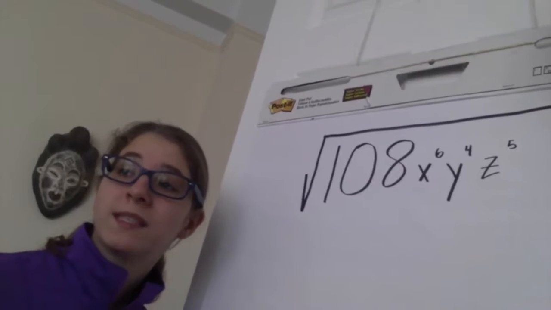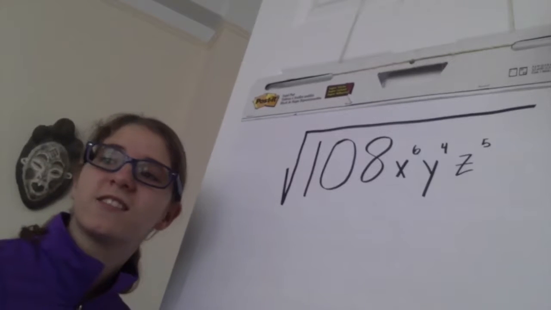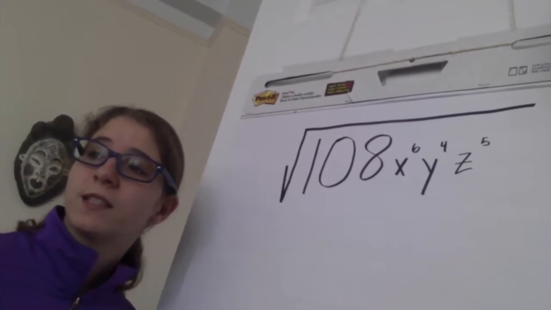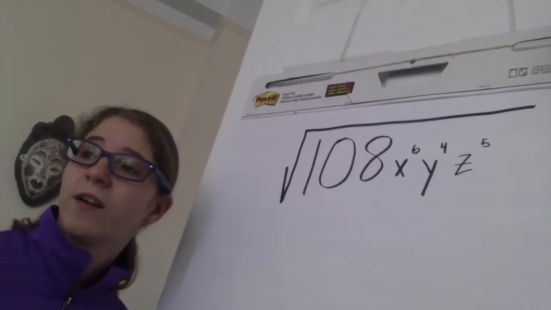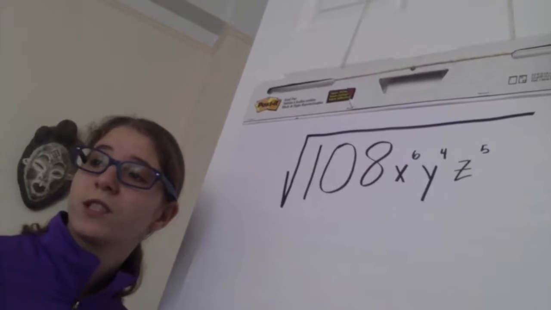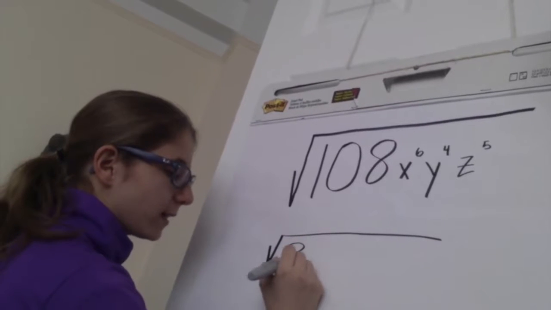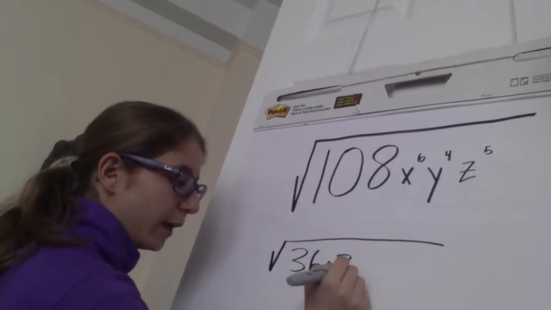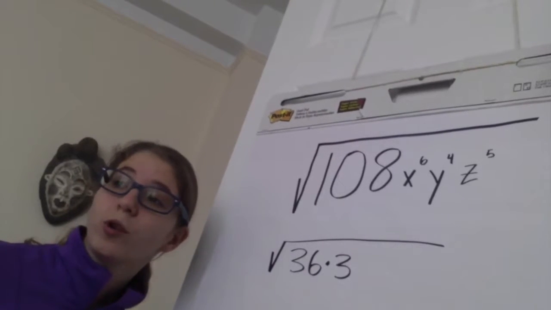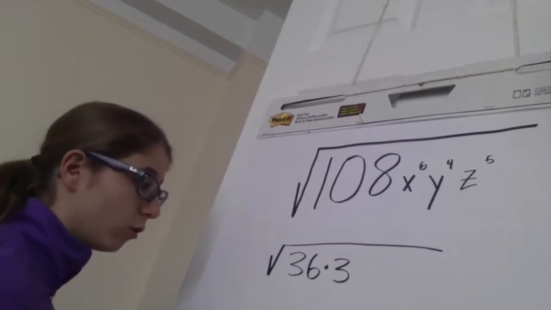The next problem is similar to the first one we did, only a little bit more complicated because it contains variables and exponents in the radical expression. The first step is to find the largest perfect square that can divide into 108. In this case, 36 is the largest perfect square. 36 times 3 equals 108. The square root of 36 is 6, which leaves 3 under the radical.